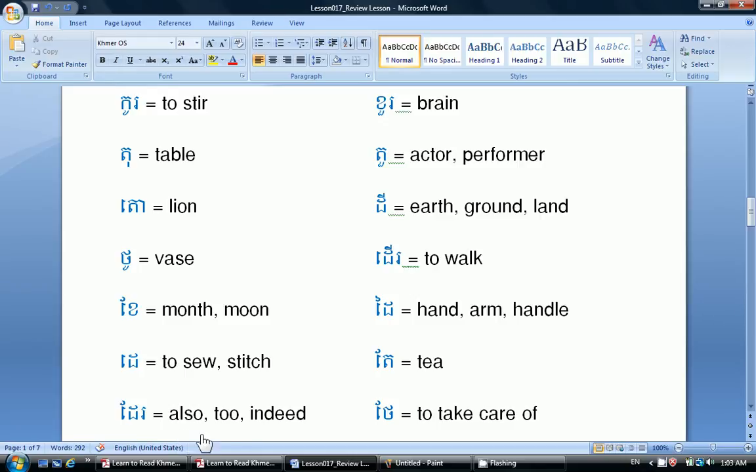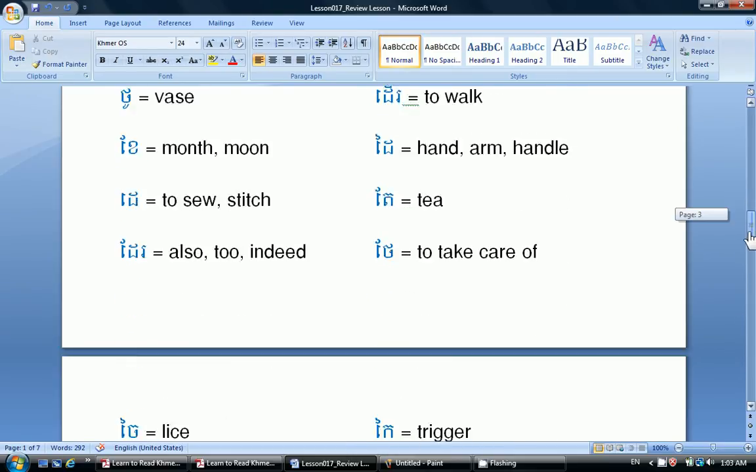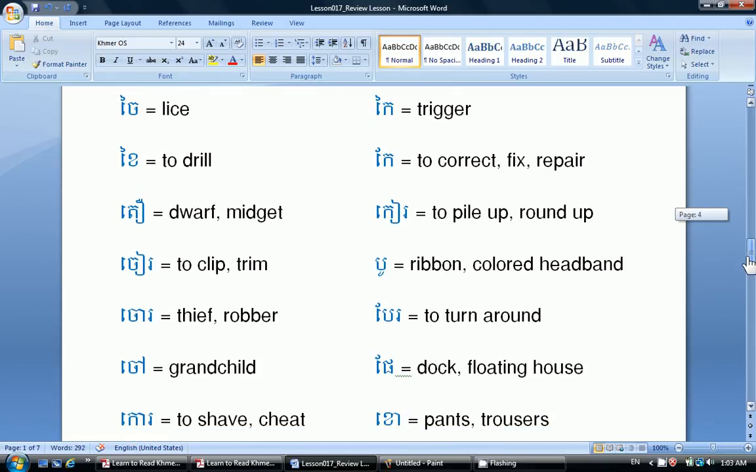Die, also to or indeed. Kur, brain. Dur, actor or performer. Day, earth, ground or land. Da, to walk. Dai, hand, arm or handle. Tai, tea. Tai, to take care of. Okay, now let's look at another set of vocabulary.